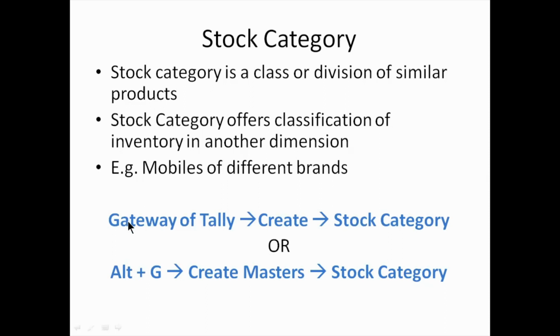How to create them? Go to Gateway of Tally, Create, Stock Category, or Alt G, Create Master, Stock Category. Now I am using the alternate option. As I have created stock group through Gateway of Tally, I will create stock category through the Go To feature. So Alt G, Create Masters, Category.